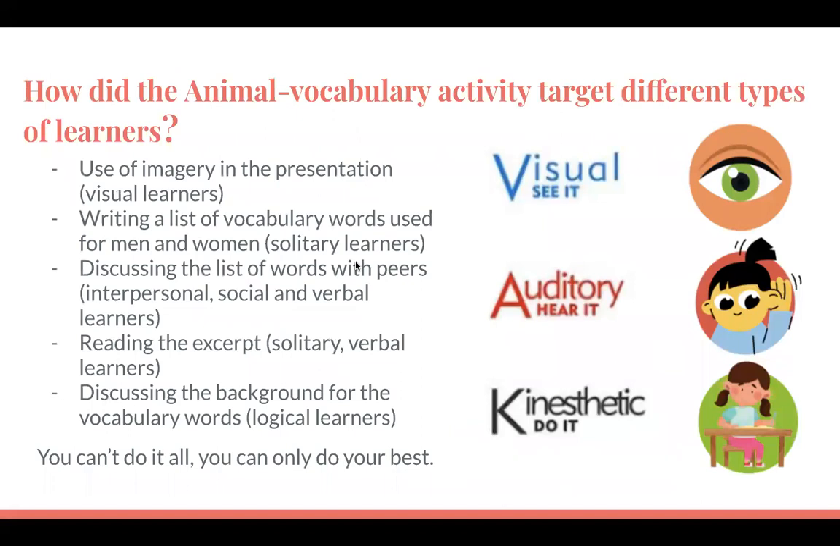So let's look at the animal vocabulary activity, how that targeted different types of learners today. It didn't target every kind in every way for sure, because that's impossible. But I used imagery in the presentation for visual learners. So you noticed I had an image for girl vocabulary. I had an image for boy vocabulary. I had an image for the farm animals, to kind of put that in their mind, because most of us are actually very visual in our learning.